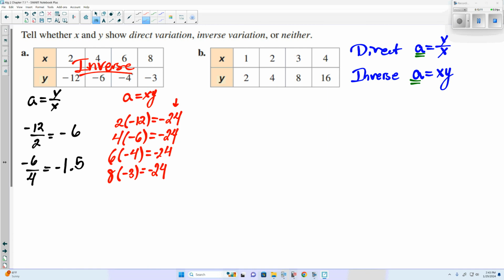Questions on A? Do we want to try direct or inverse variation for B? Direct. A equals y over x. So the first one we have is 2 over 1, which is 2. The next one we have is 4 over 2, which is 2, yes? They're both the same, so we can say direct, yes?